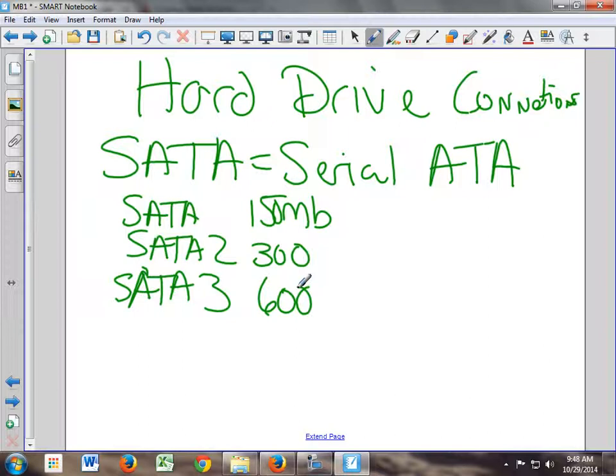You also see this written, instead of megabytes per second, as 6 gigabits per second as well. But it's the same thing. Or 3. Okay. So obviously SATA 2 is twice as fast as SATA 1, and SATA 3 is twice as fast as SATA 2.